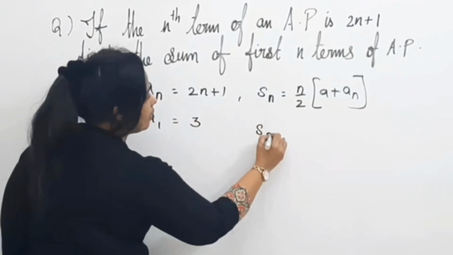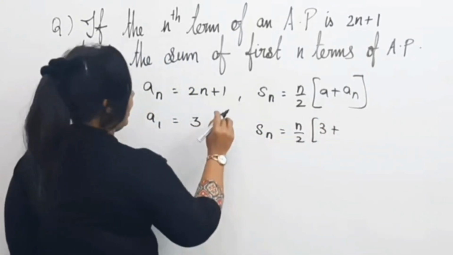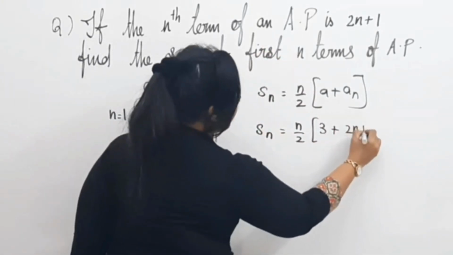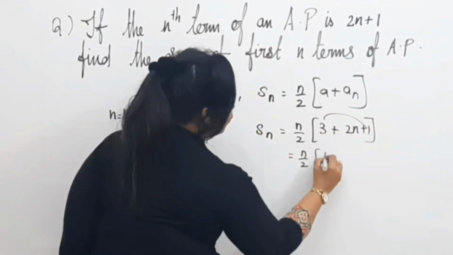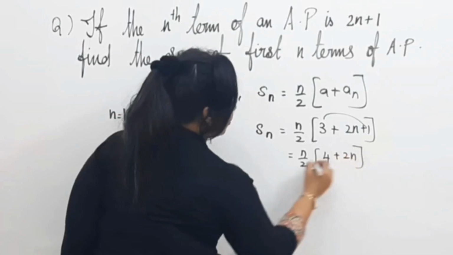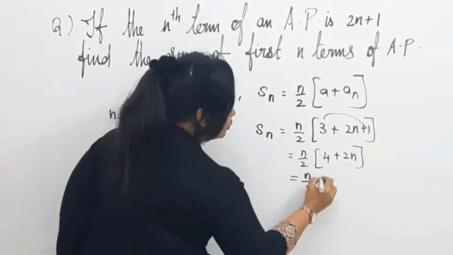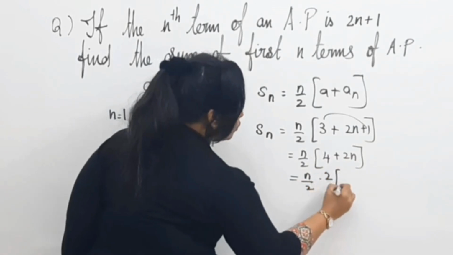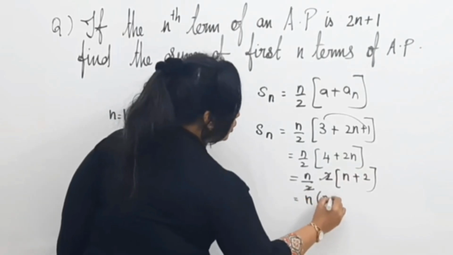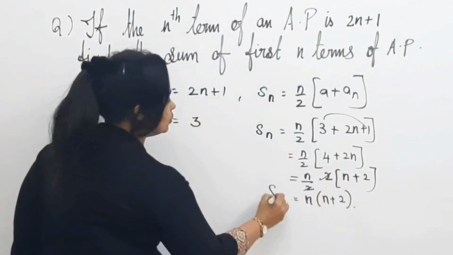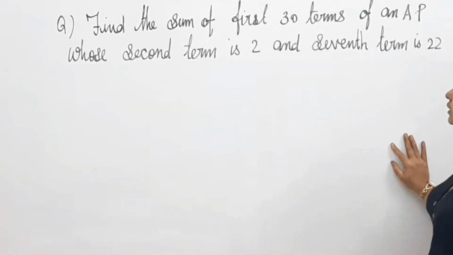Now I go and get my Sn: n by 2 into 3 plus an, which is given as 2n plus 1. So I have n by 2 into 3 plus 1 is 4, 4 plus 2n. I can take 2 outside, so I'm left with n plus 2. This gets cancelled, so Sn is equal to n into n plus 2. So that's my answer.